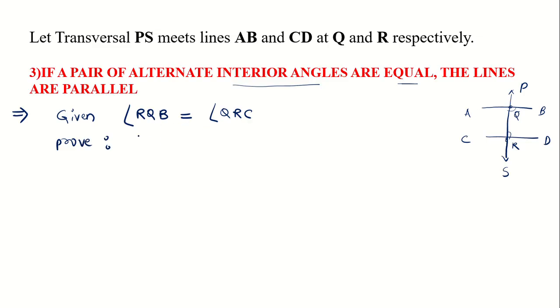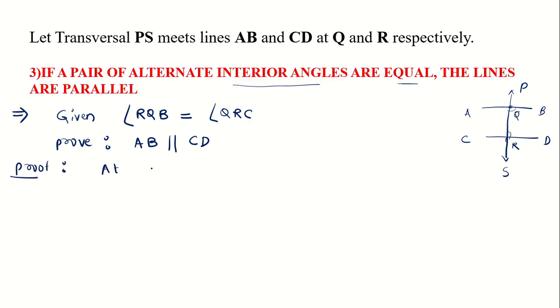So what are the lines here? The first line is your AB and the second line is your CD. This is your line AB and this is your line CD. We are required to prove that both these lines are parallel to each other. Okay, so let us move to our proof.